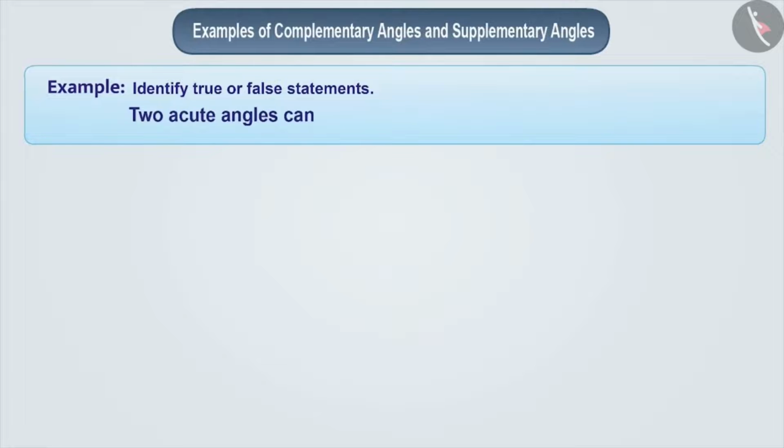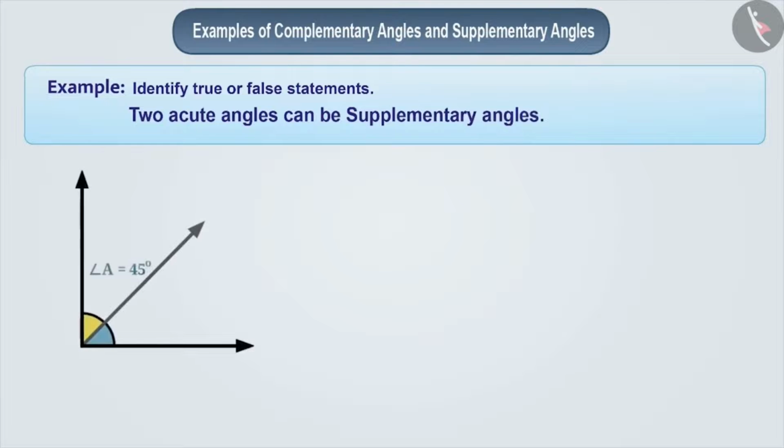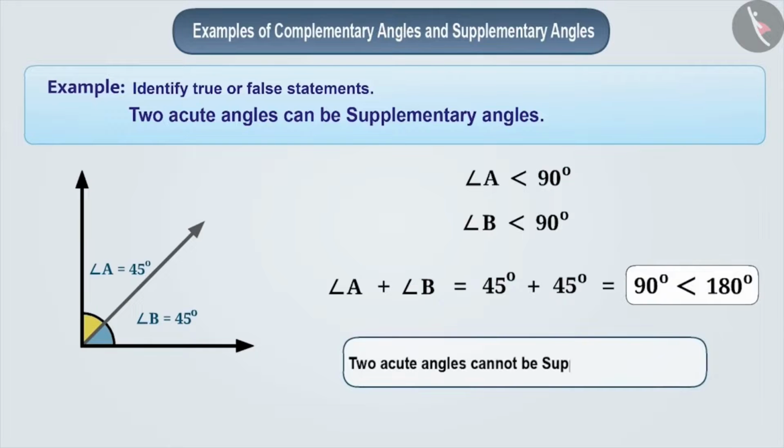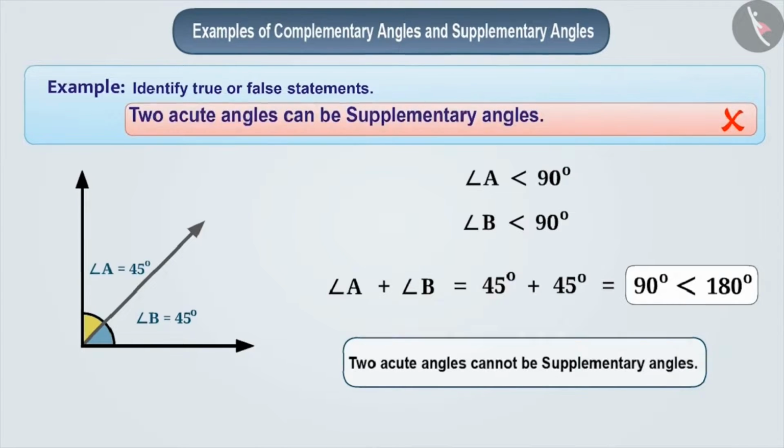Two acute angles can be supplementary angles. Let's find out whether the given statement is true or false. Suppose angle A and angle B are acute angles. This means angle A is smaller than 90 degree and angle B is also smaller than 90 degree. If we add both the angles, then the sum of angle A and angle B will be less than 180 degree. With this, it is understood that two acute angles can never be supplementary angles. Therefore, the given statement is false.